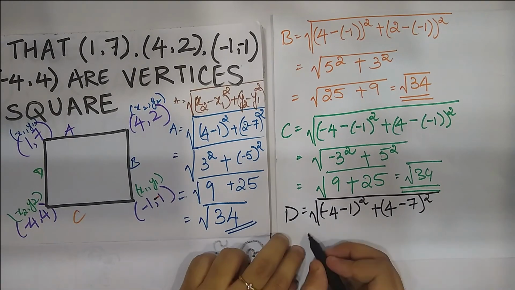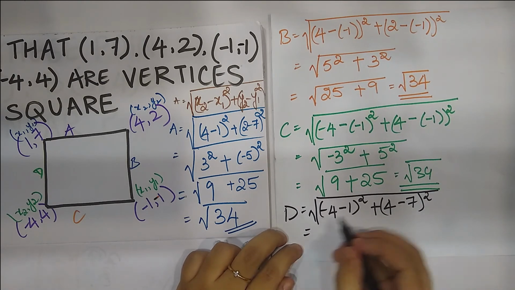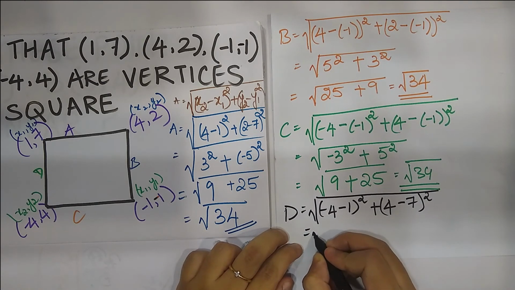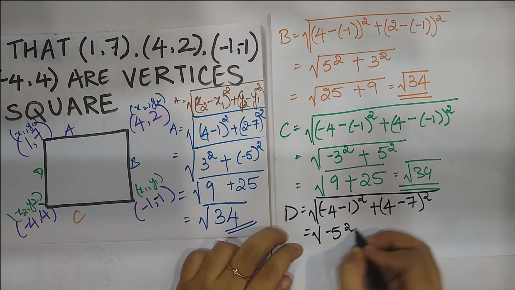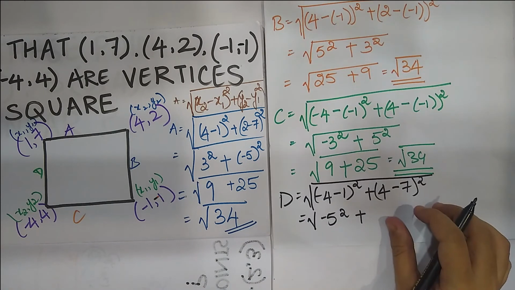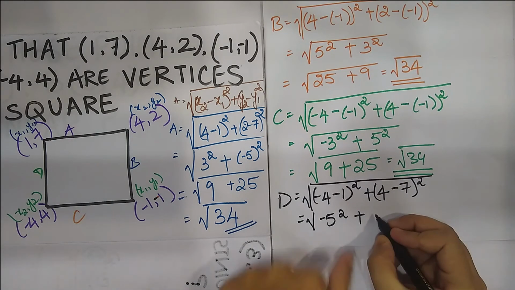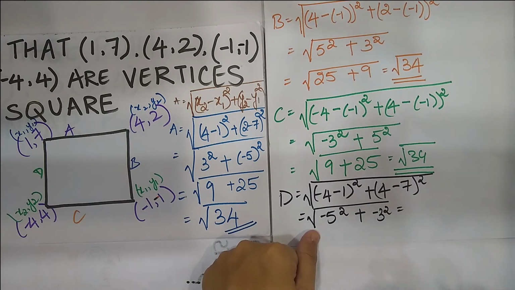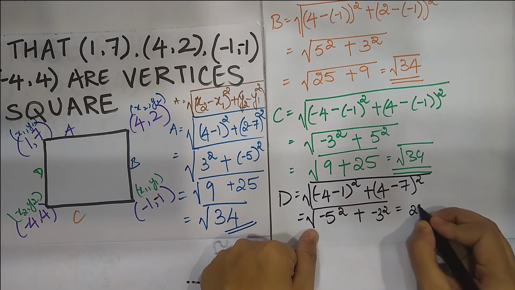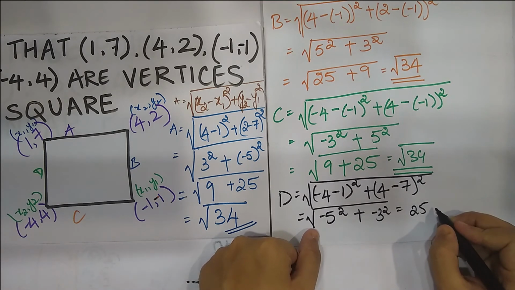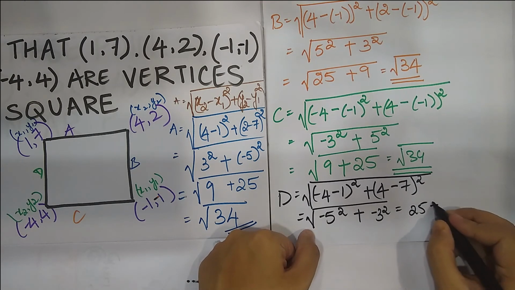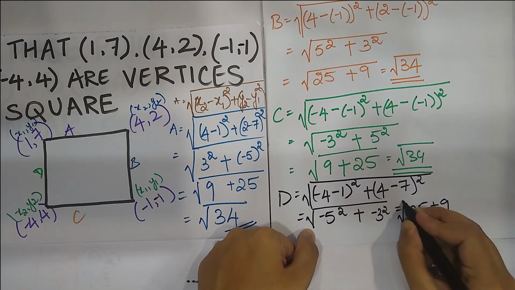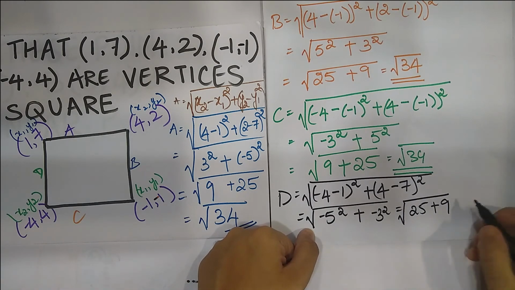Then we have minus 4 minus 1. What is minus 4 minus 1? Minus 5. So minus 5 square plus, what is 4 minus 7? It is minus 3. So this will be minus 3 square. So minus 5 square is the same as 5 square, which is 25. And 3 square and minus 3 square also are the same, so that will be 9 under the square root. So 25 plus 9 is equal to square root of 34.